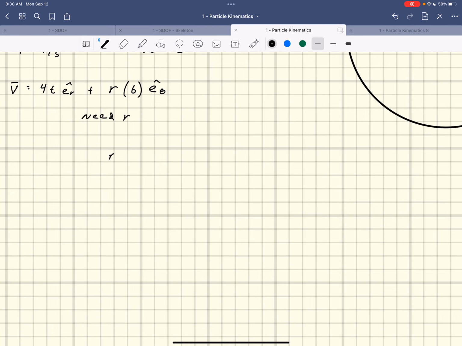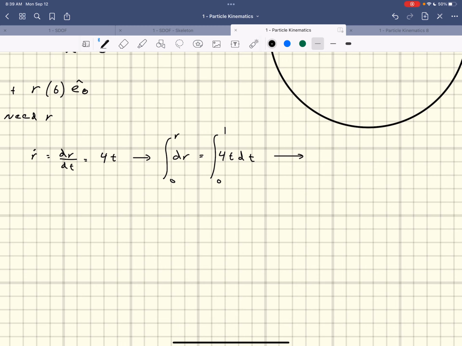And so r dot is just dr/dt, and now it's equal to 4t. I put the dt on the other side, right? So I just say dr is equal to 4t dt. I put the dt over on the right-hand side and integrate. This is going from 0 to r that I'm after, and this is going from 0 to 1.